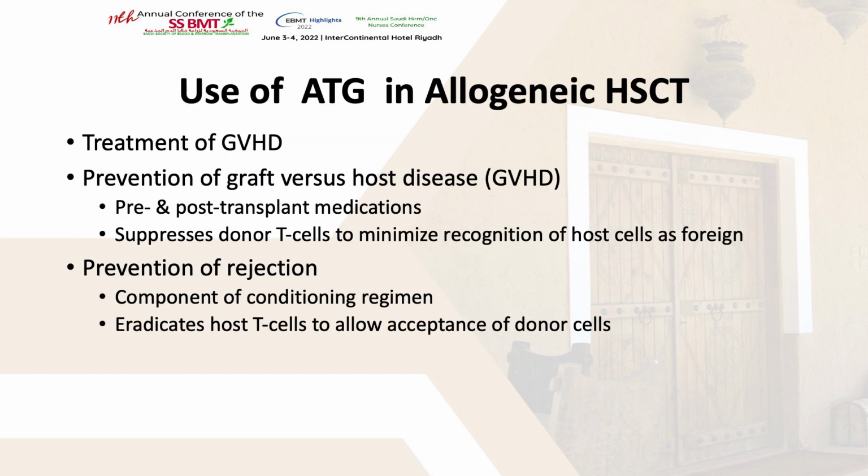Uses of the ATG, as we said, are treatment of GVHD and also prevention of graft versus host disease, pre or post stem cell transplant. It will suppress the donor T cell to minimize the recognition of the host cell as foreign. And also we give it as part of the conditioning regimen, to prevent rejection, and it will eradicate the host T cell to allow acceptance of donor cells.